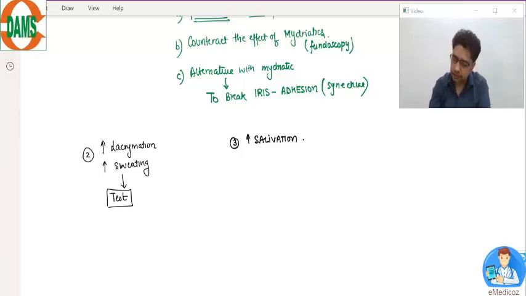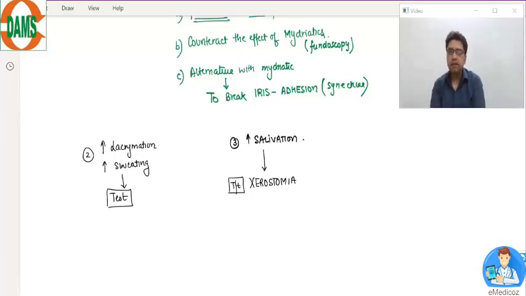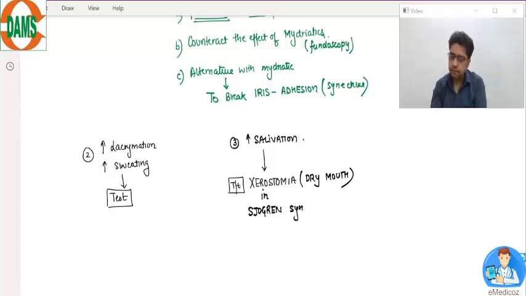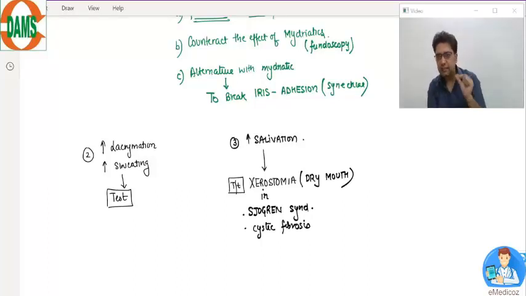Now, as it increases salivation, pilocarpine is given for the treatment of xerostomia. You know that xerostomia is known as dry mouth. And this condition, xerostomia or dry mouth, is seen in cases of a syndrome known as Sjögren syndrome, and cystic fibrosis. So it's a disease in which our mouth becomes dry. There is lack of salivation. To promote salivation through muscarinic receptors, we give pilocarpine.